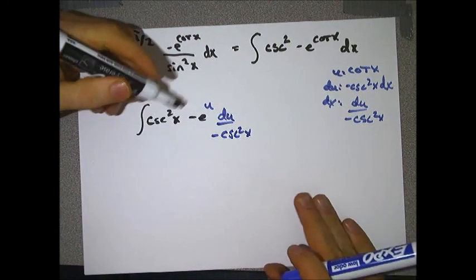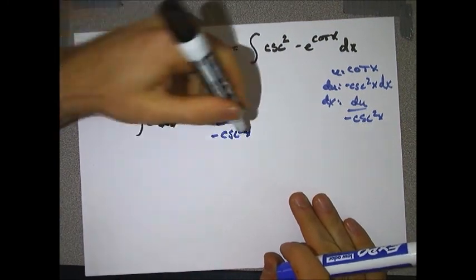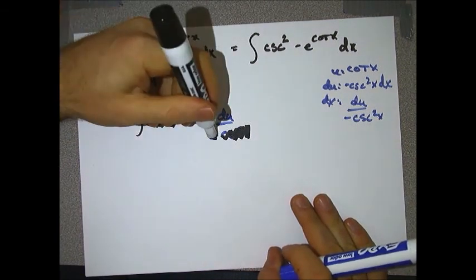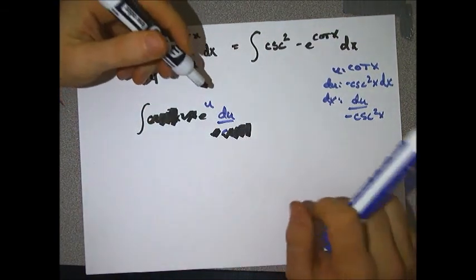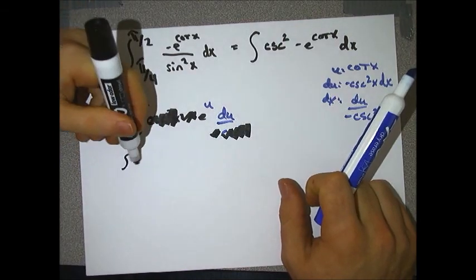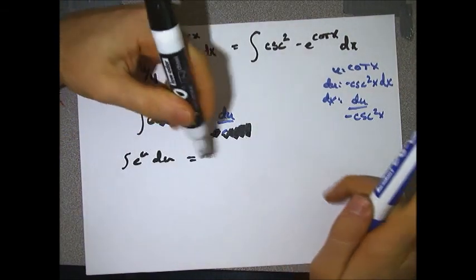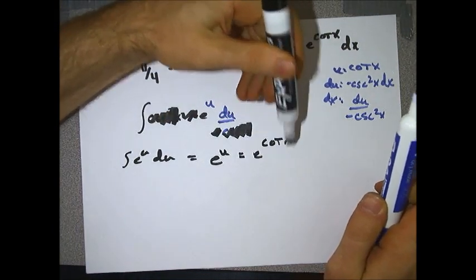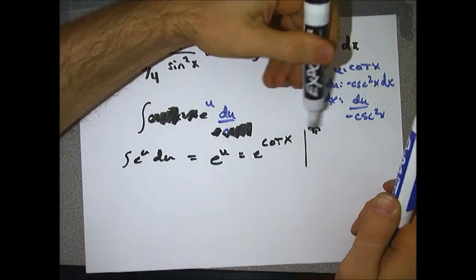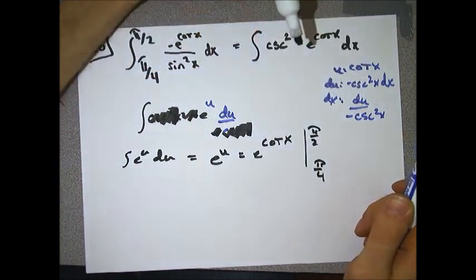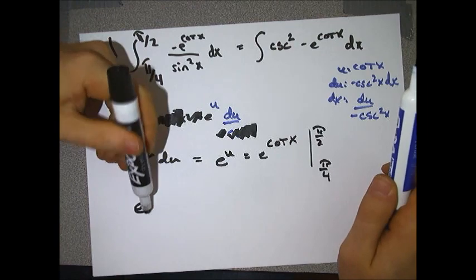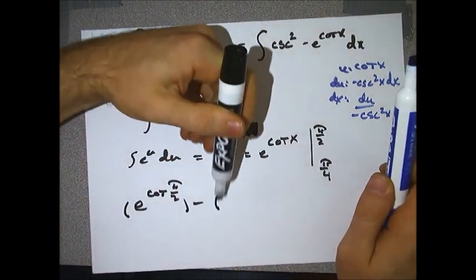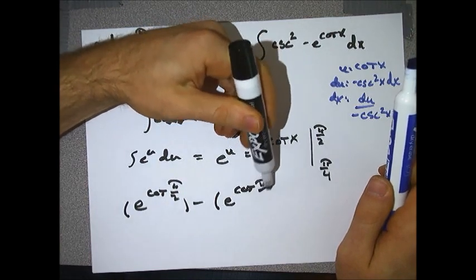So the cosecant squared x's are going to go. And I could pull out this negative, but I'd also pull out that negative. So if I pull out two negatives, those are also gone because you would just have a positive. So now I really just have the integral of e to the u du, which is e to the u, which is e to the cotangent x from pi over 2 to pi over 4. Okay, so this is really e to the cotangent of pi over 2 minus e to the cotangent of pi over 4.